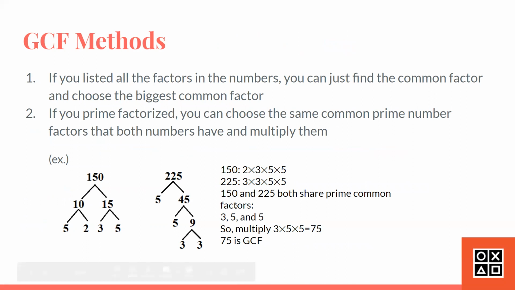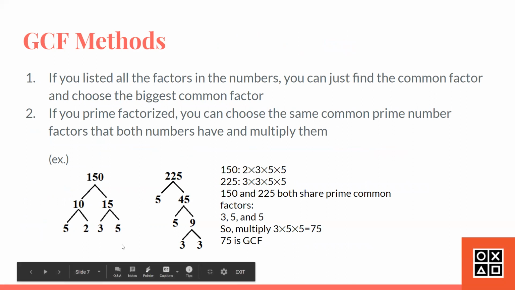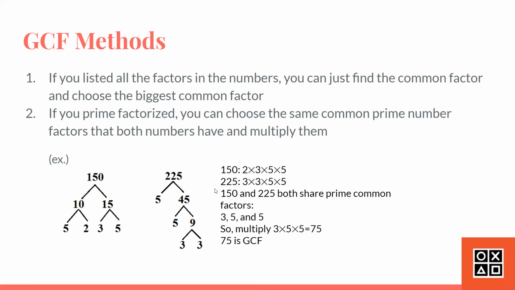This works in any case too, because when you prime factorize both numbers, you can see the lowest numbers, you can find the ones that are common factors, I mean, and multiply them together to get the GCF.